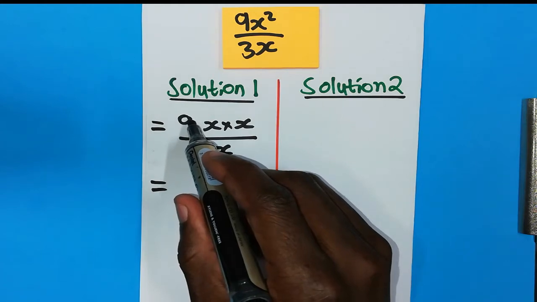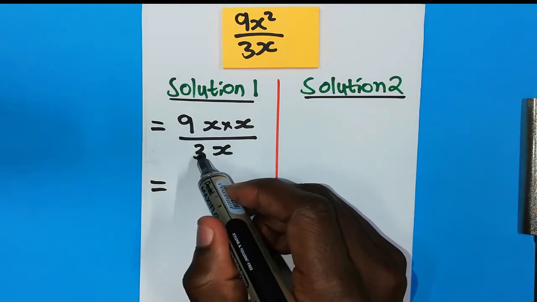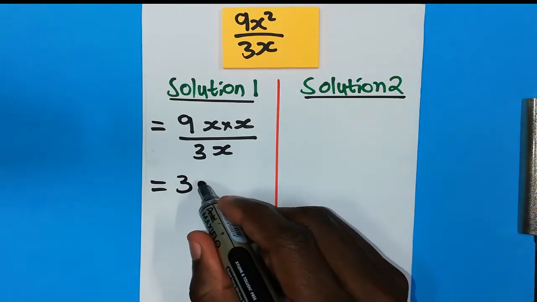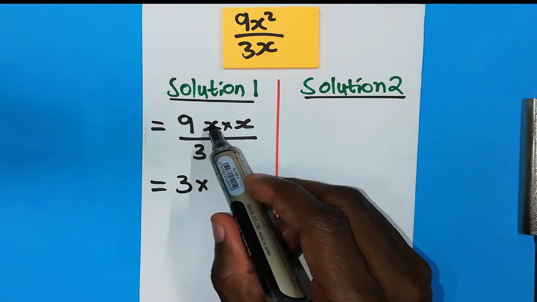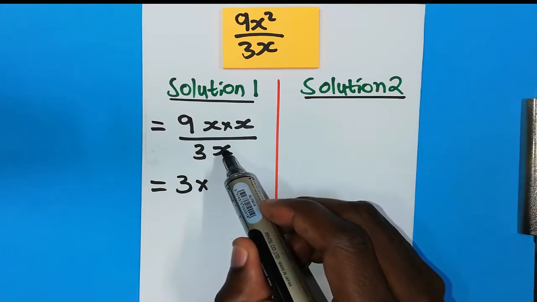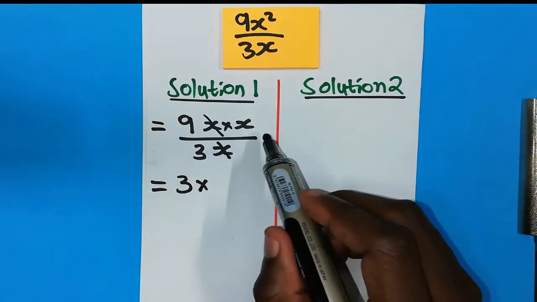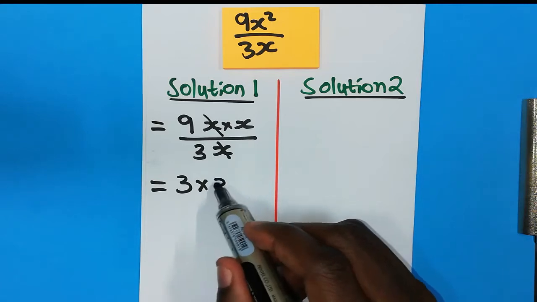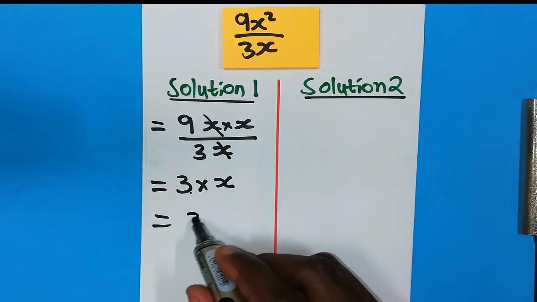So 9, you deal with numbers first. 9 divided by 3 equals 3. All right. So multiply by x. Since you have x in the numerator and x in the denominator, what you can do is cancel these 2. All right. So what you'll be left with is x. 3 multiplied by x is equal to 3x.